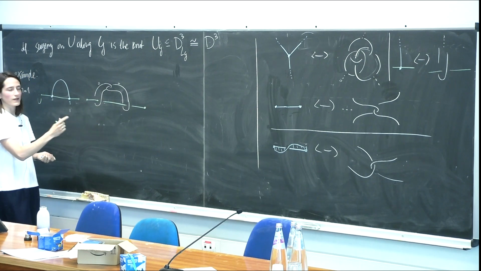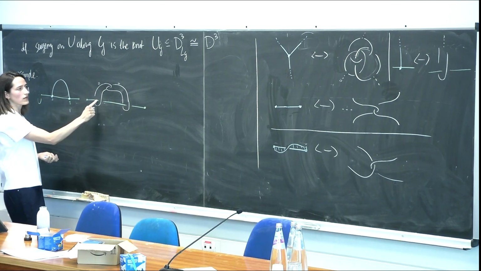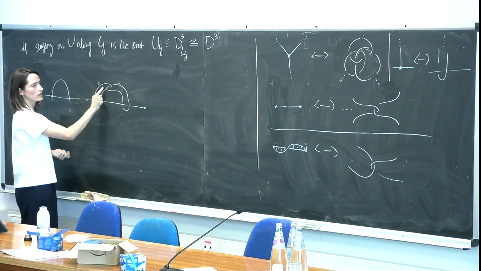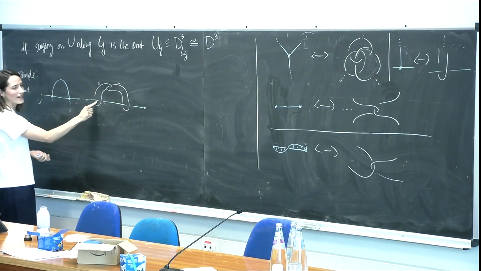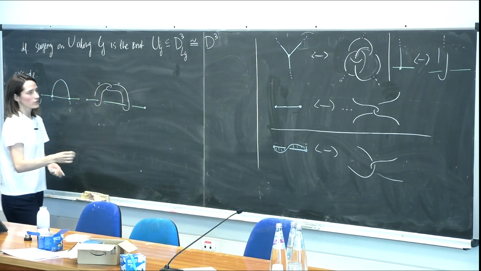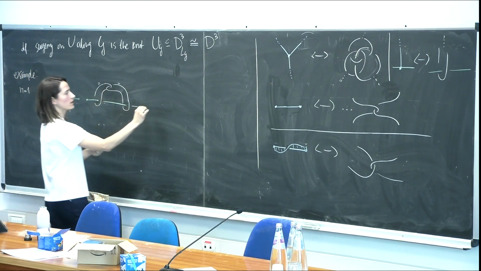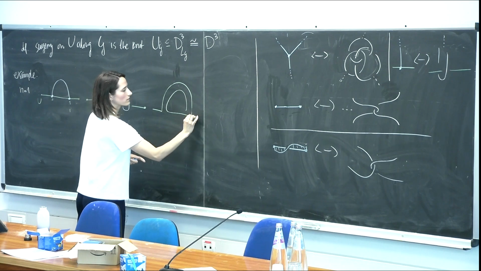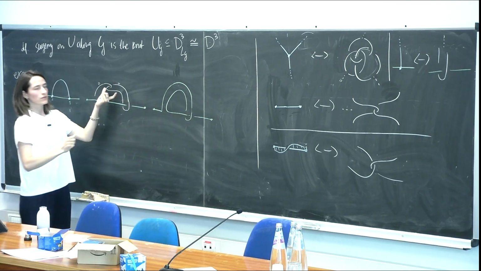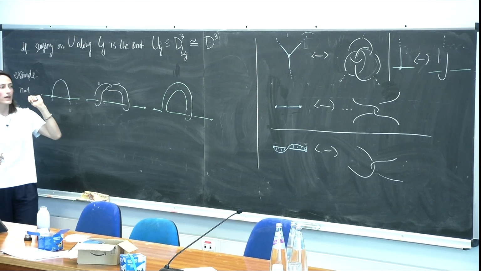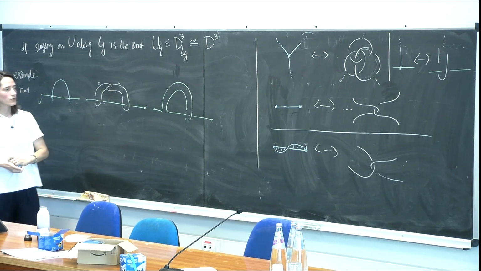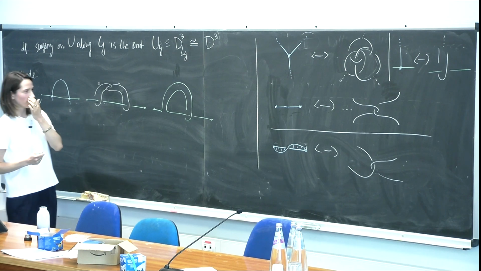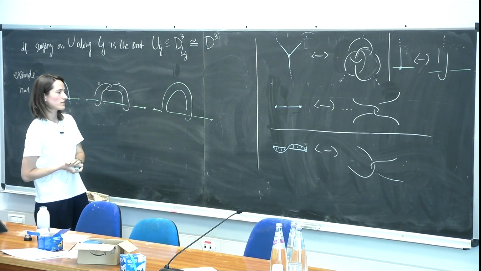So what you do in practice is you slide this green component over here. You do a handle slide to slide this component out of the way. So once you get over here, you'll have something like this. And then the link you can just erase. This is similar to what you do in Kirby calculus and other things, but we can discuss it in the discussion session.